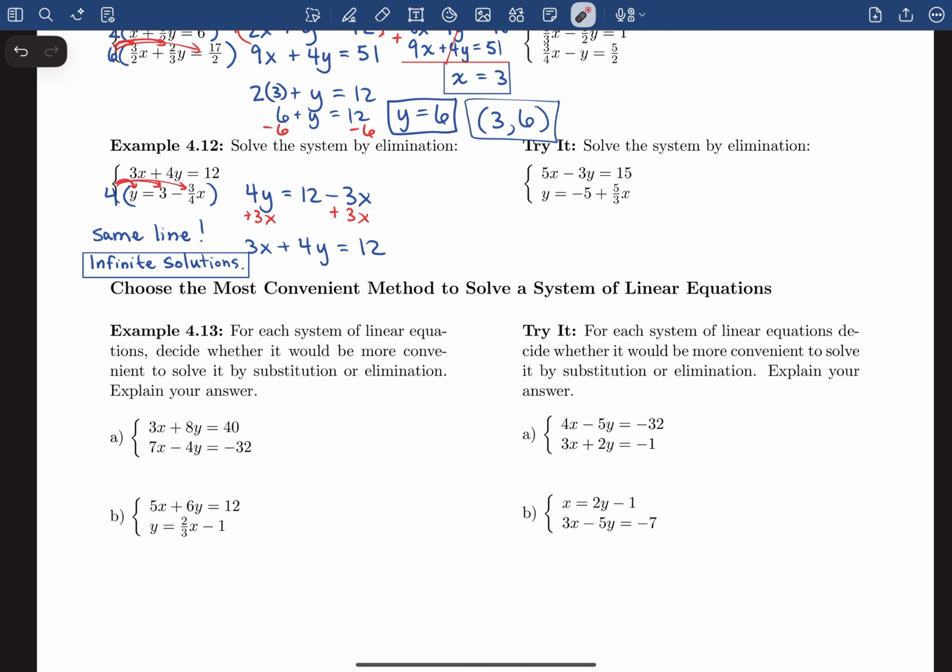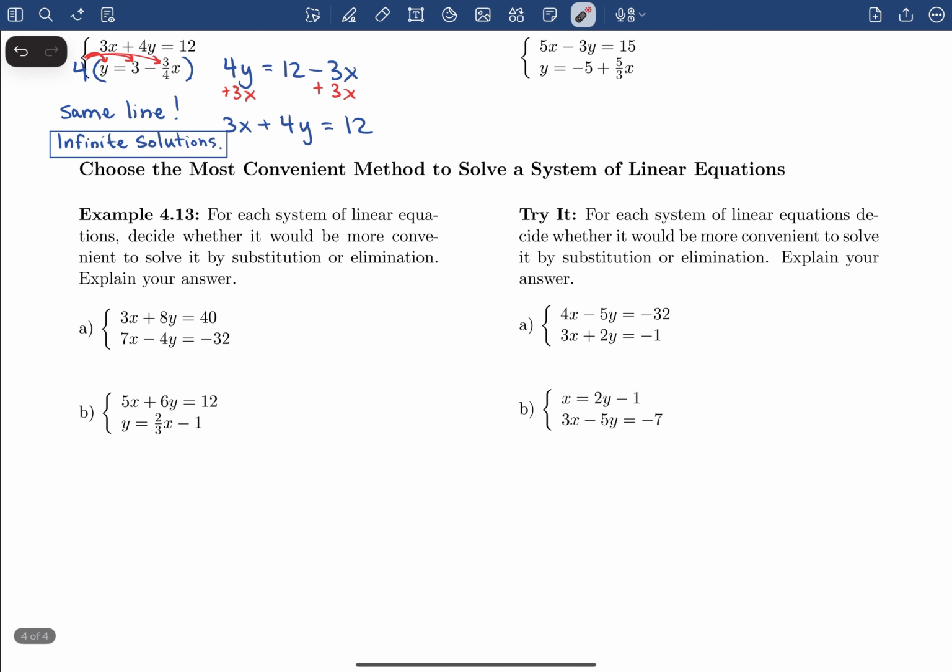Now, we'll just finish off today with this last little piece because you've learned 3 different methods for solving systems of equations. You've solved by graphing, you've solved by substitution, and you've solved by elimination in this lesson. And we did a lot of examples. So this very last example, 4.13: for each system of linear equations, decide whether it would be more convenient to solve by substitution or elimination, and then explain your answer.